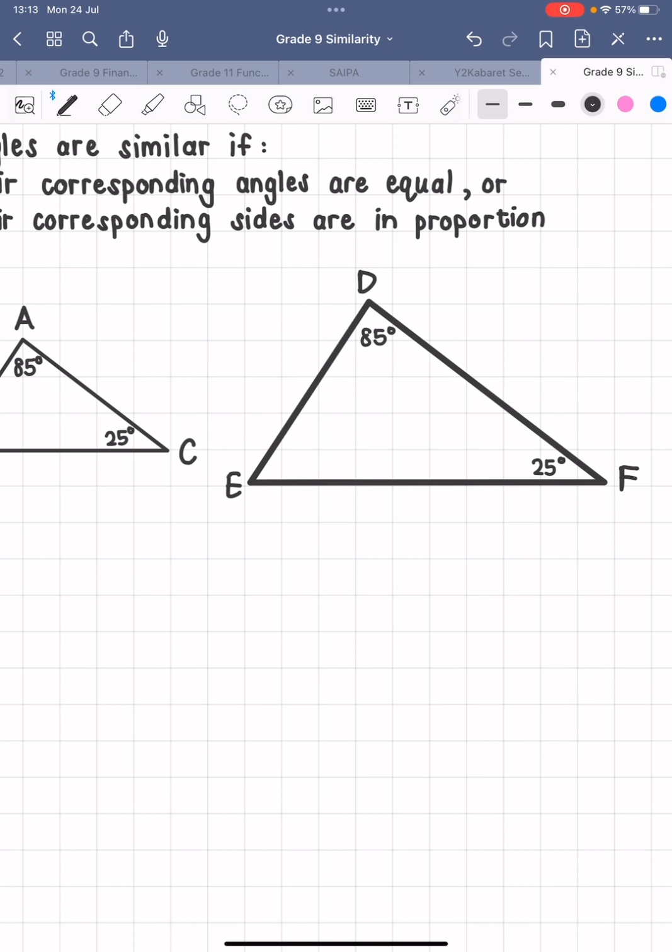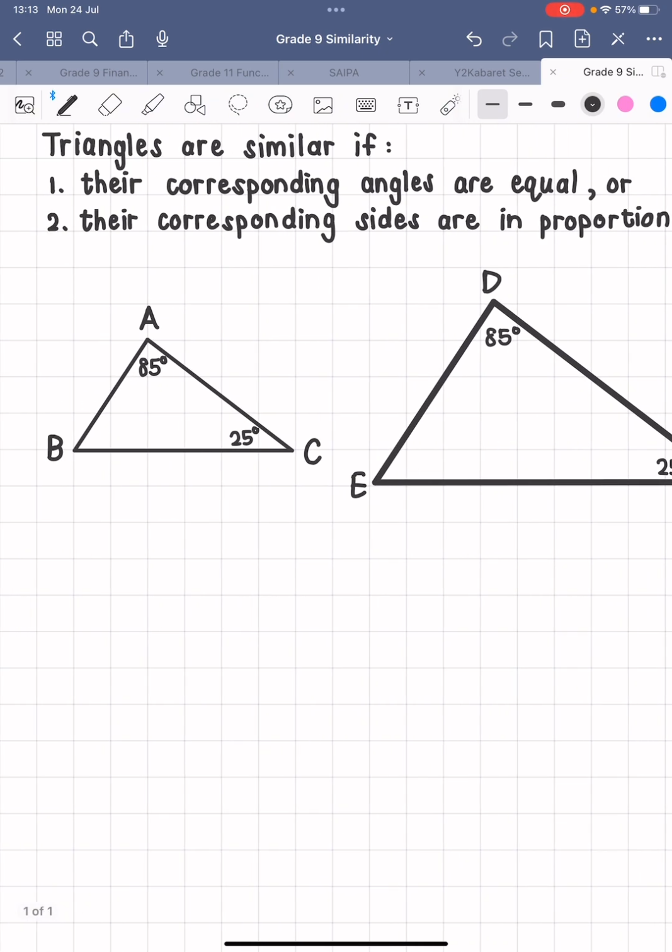Right, what is 85 plus 25? 110. So what does that mean? What will angle B be equal to? 70 degrees. Remember, the three angles of a triangle add up to 180 degrees. Right, and E will then also be 70.